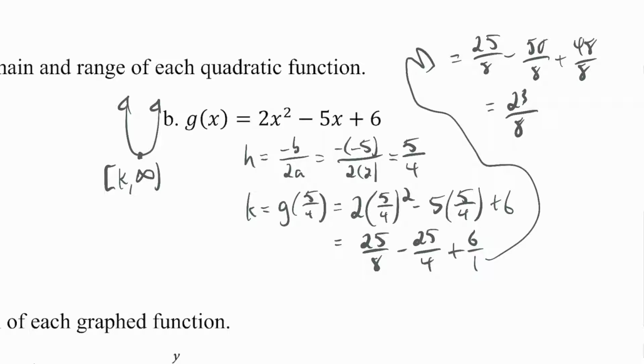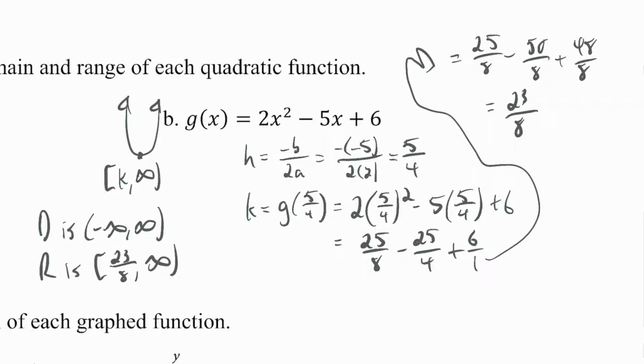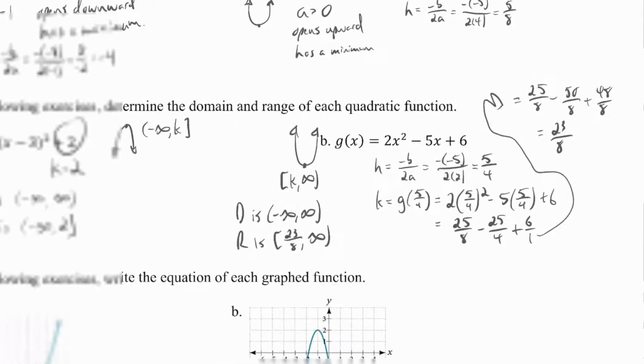Yeah, looks good. Okay, so that means that the domain is negative infinity to infinity, all real numbers. That's true for any quadratic function. And the range is starting at 23 over 8 and going to infinity. Okay, so what's next?